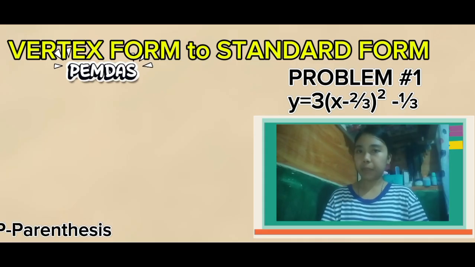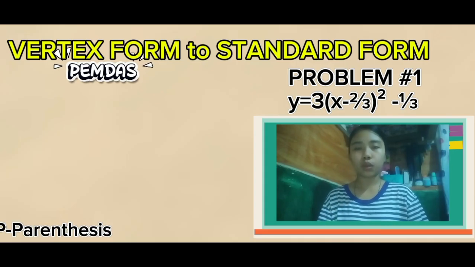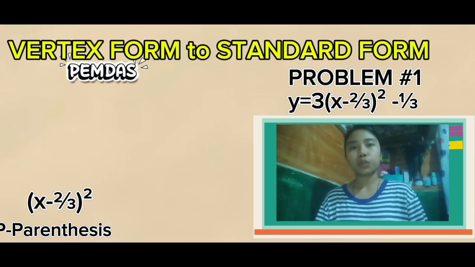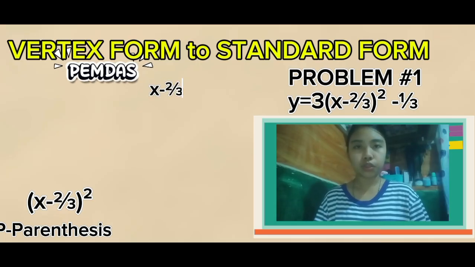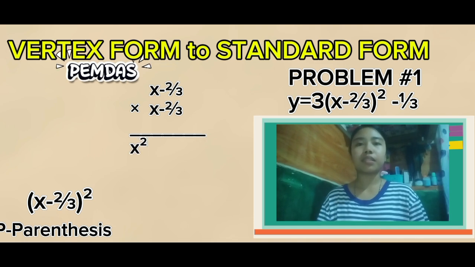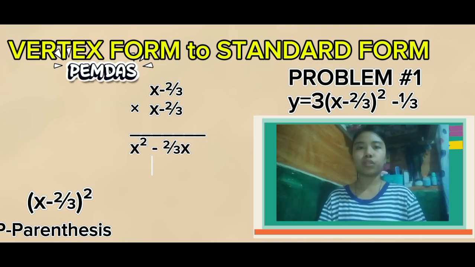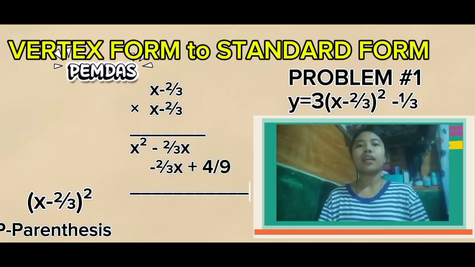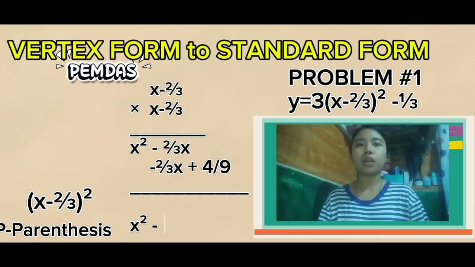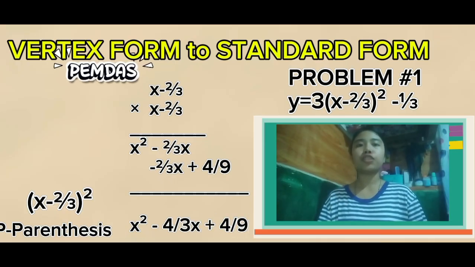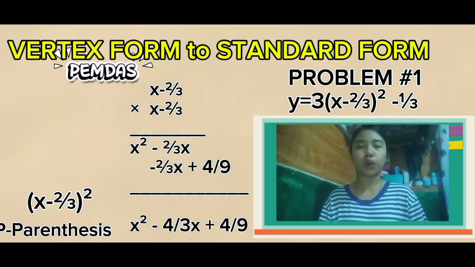Let's start with P, which means parentheses. So our parentheses here is x minus 2/3 squared. So now let's multiply x minus 2/3 times x minus 2/3. So x times x, we got x squared. X times negative 2/3, we got negative 2/3 x. Negative 2/3 times x, we got negative 2/3 x. Negative 2/3 times negative 2/3, we got positive 4/9. Over, x squared minus 4/3 x plus 4/9.